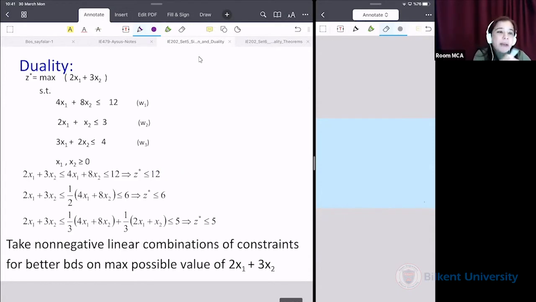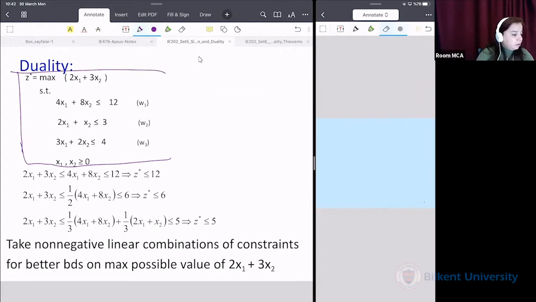Sorry. Okay, let's focus on this LP in here. Maximizing 2x1 plus 3x2 subject to three sets of constraints. The first constraint is 4x1 plus 8x2 less than or equal to 12, 2x1 plus x2 less than or equal to 3, and 3x1 plus 2x2 less than or equal to 4. And both variables are non-negative. This is a basic two-variable LP.